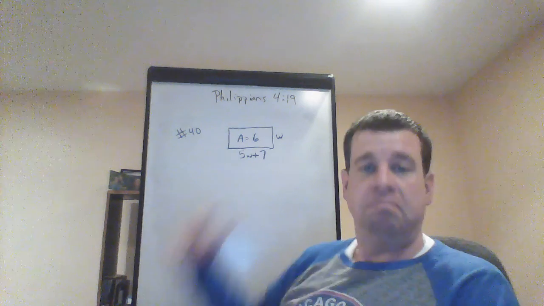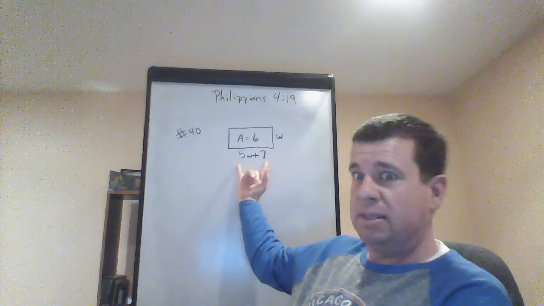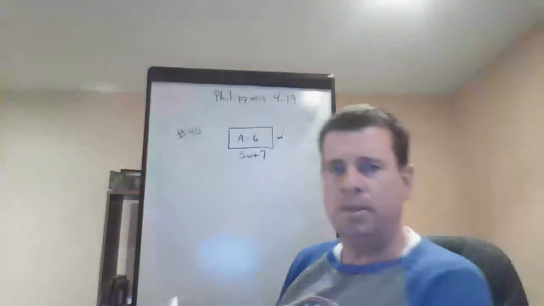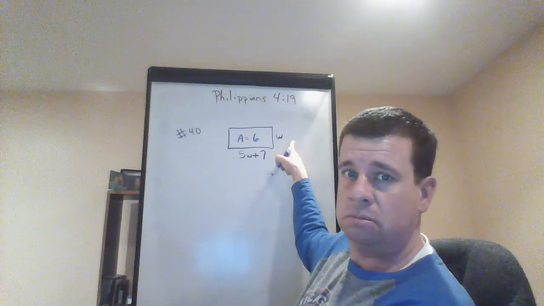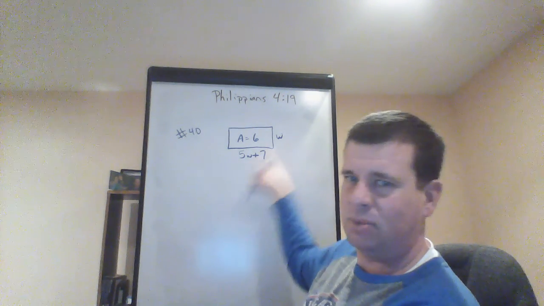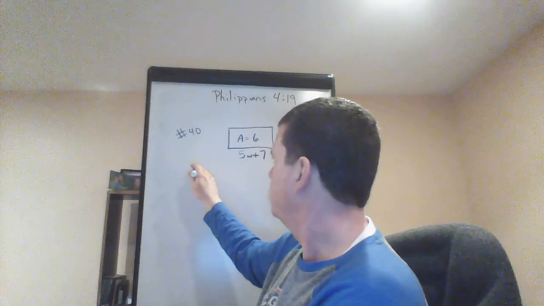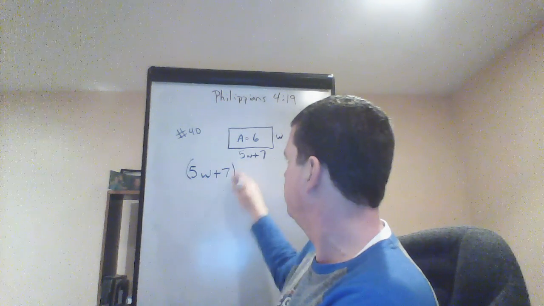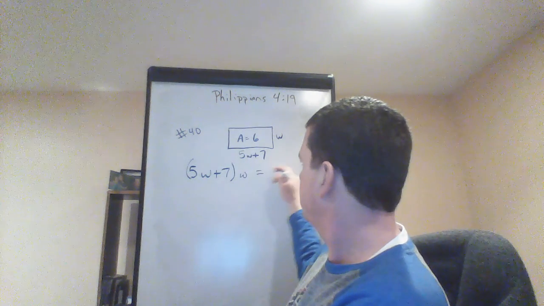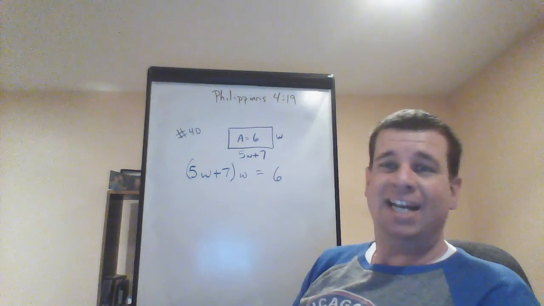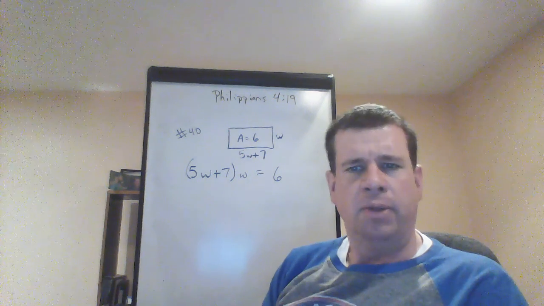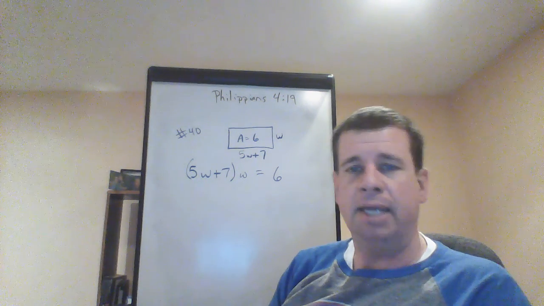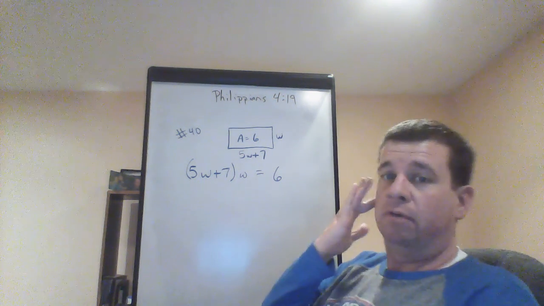All right, now again, a couple key things. One is getting that label. Second, then, is realizing how do we find area? And area is base times height. You might like length times width. I like base times height. So I'm just going to write that. So if I do the base, 5W plus 7, times the height, W, I get an answer of 6. So that's my equation for area. Length times width or base times height equals 6. So now I just have to solve this equation.